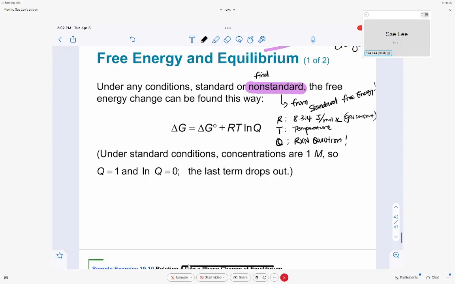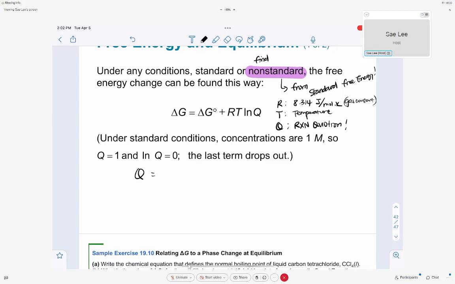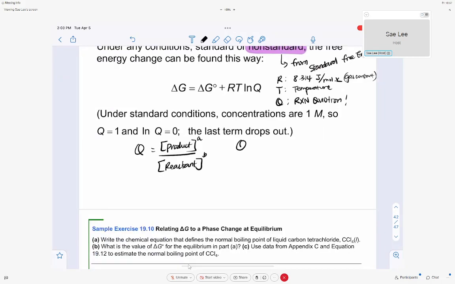What is the reaction quotient? We've learned this in chapter 15, chemical equilibrium. Reaction quotient is basically product concentration divided by reactant concentration, right? Each raised to the power equivalent to the coefficients in the balanced stoichiometric equation. So you have two different types of Q. You have QC and QP.